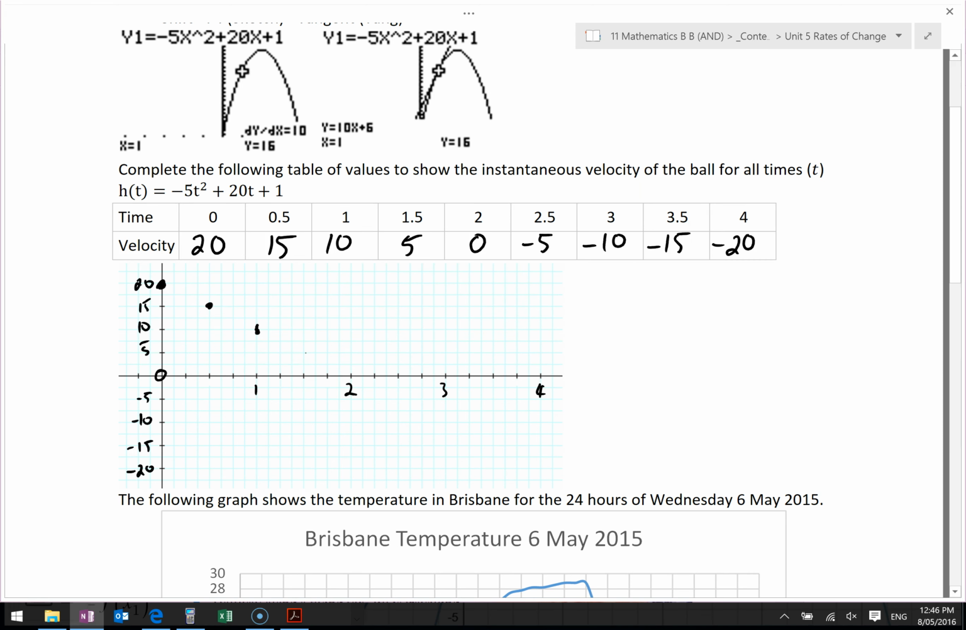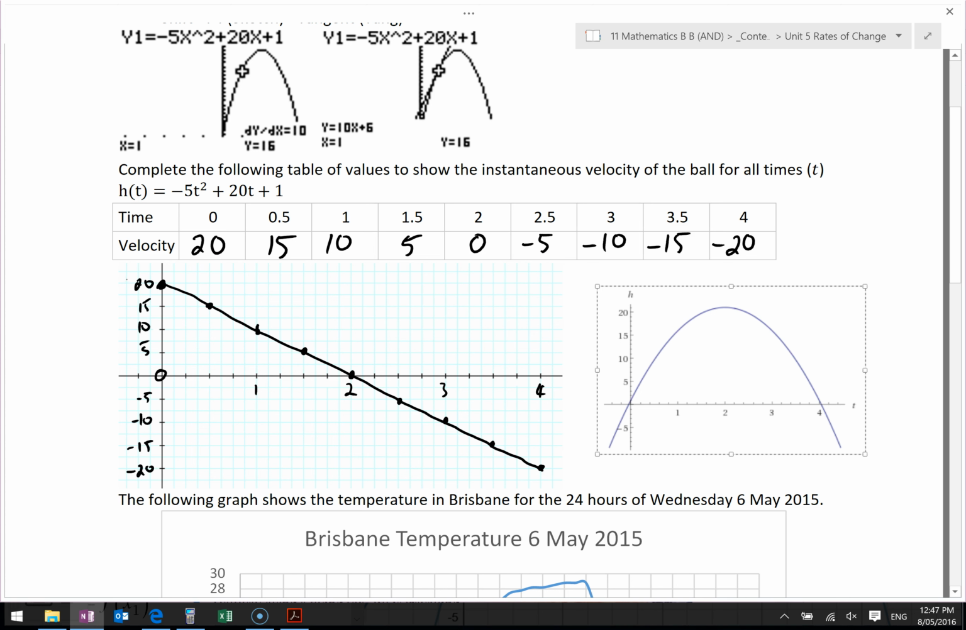Okay, 1.5 is 5, 2 is 0, 2.5 is -5, so don't make that mistake. Okay, we should be able to plot how this goes. And we can see the velocity, how it's changing over time. Okay, so this velocity graph versus the height graph, it's pretty much what we expect.